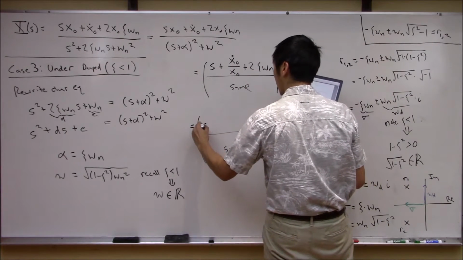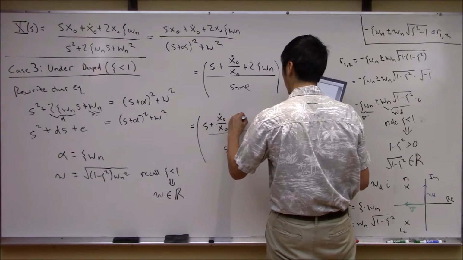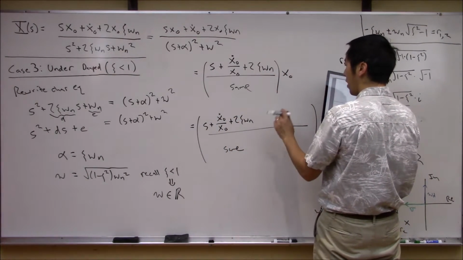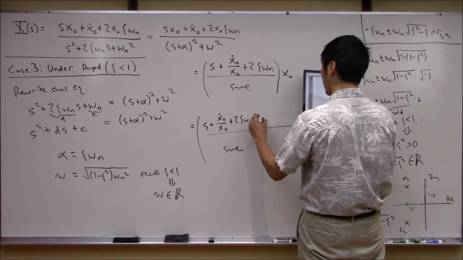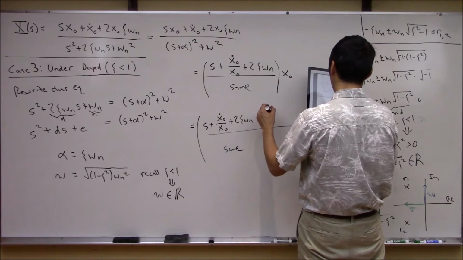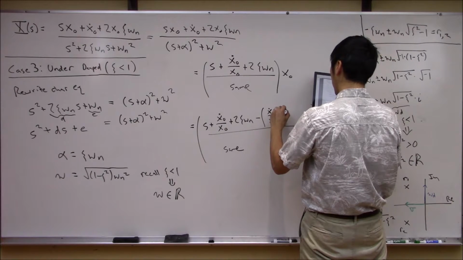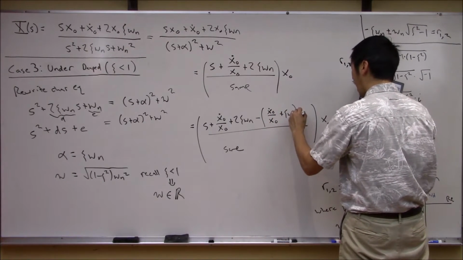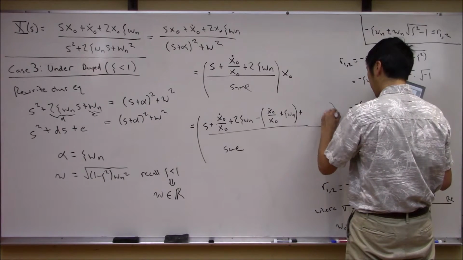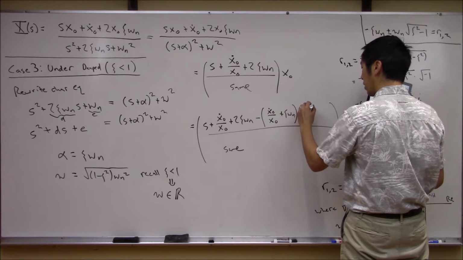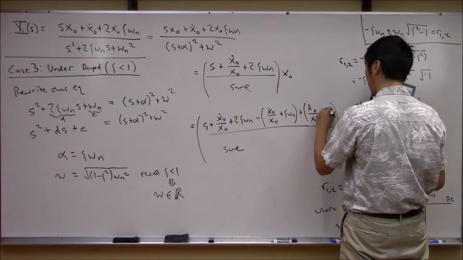Let's rewrite this. This is s plus x dot 0 all over x0 plus 2 zeta omega n, right? I haven't done anything yet. Now I'm going to add and subtract the same term from the top. Let's subtract first: subtract x dot 0 all over x0 plus zeta omega n. Then I have to add that exact same term, and I ran out of space, so let's move this over. Plus x dot 0 all over x0 plus zeta omega n, right?